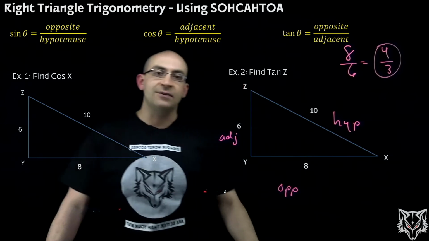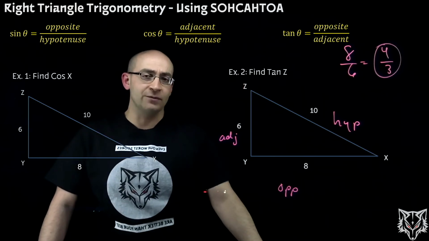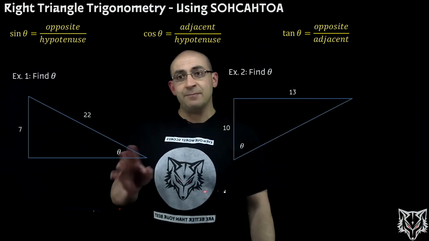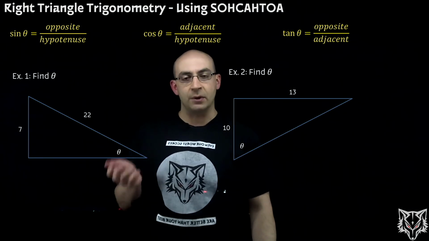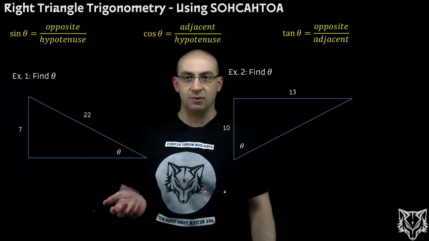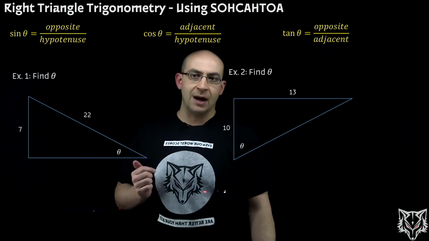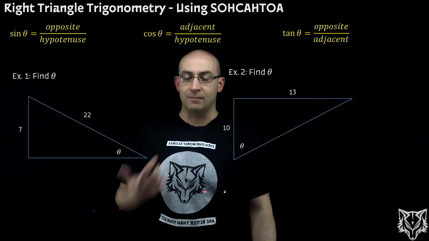So the ratio of tan z is 4 over 3. Okay, so the second pair of examples I have here is really the second way we're going to use SOHCAHTOA and these trig ratios to solve problems. In these two particular problems, I'm looking for the missing angle measurement.